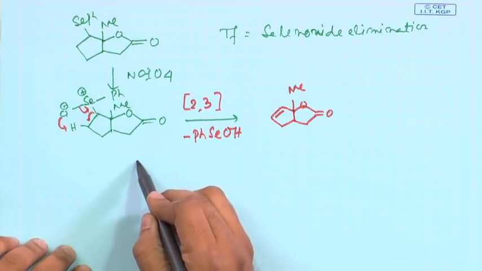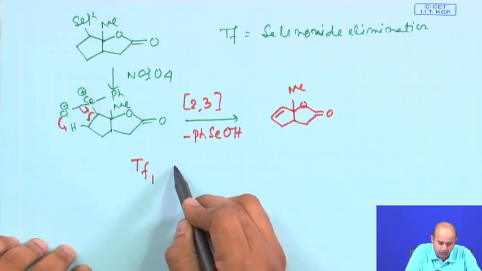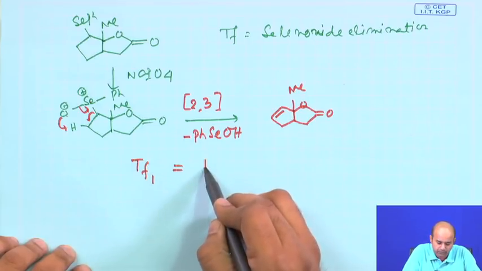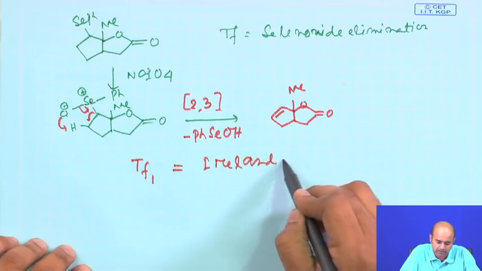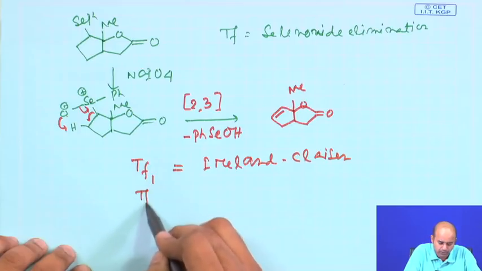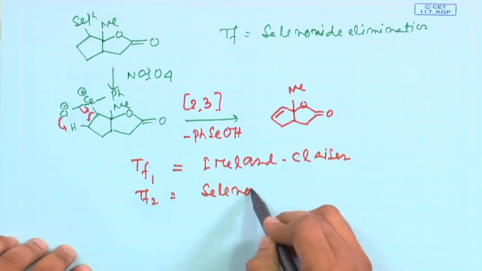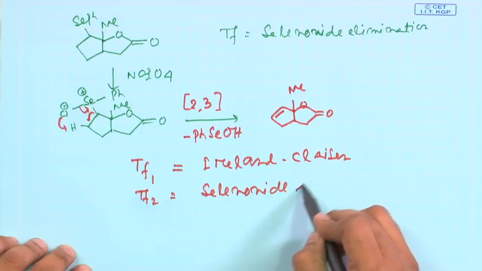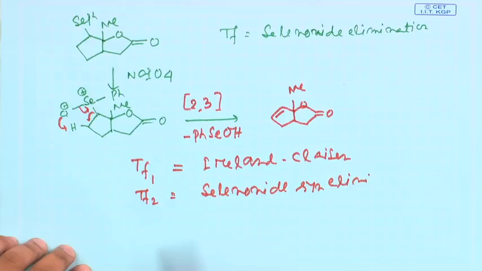So, what are the transformations we used for this particular target, TF1, transformation 1? We use the Ireland-Claisen rearrangement. We use selenoxide syn elimination, fine.